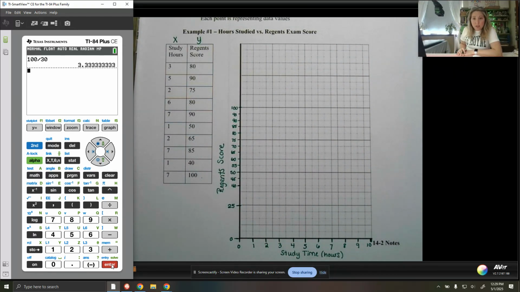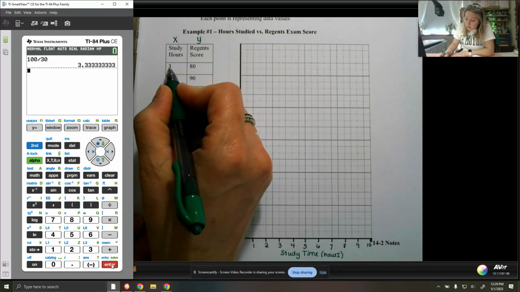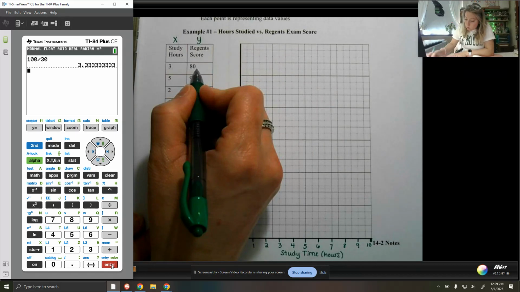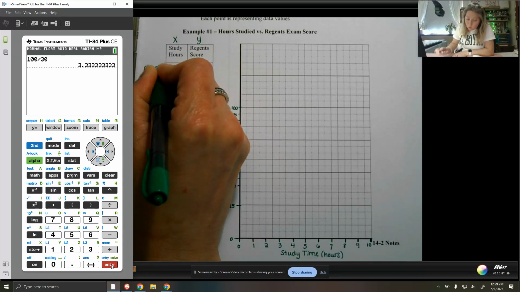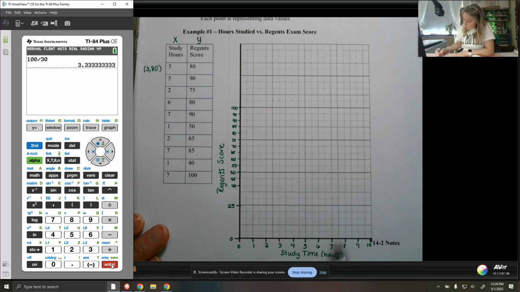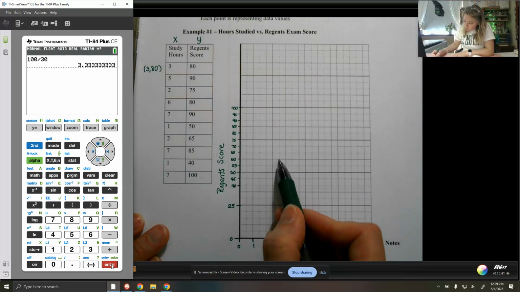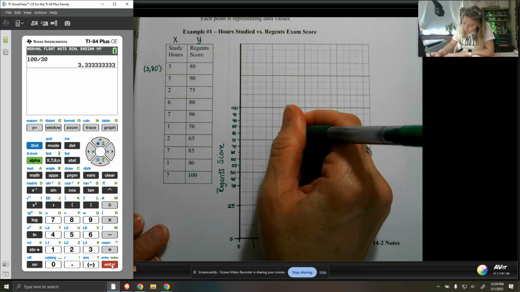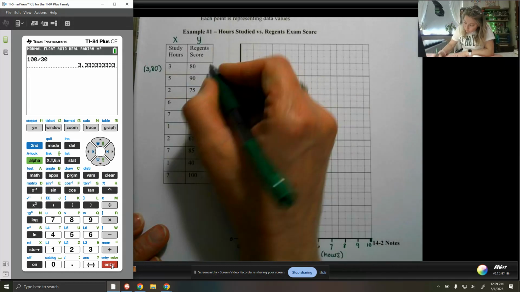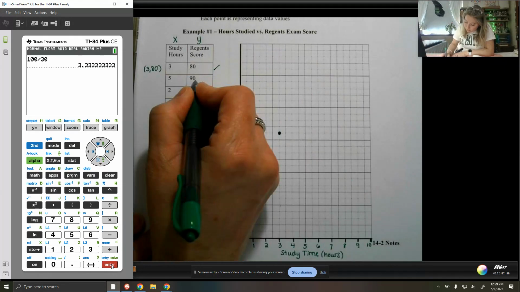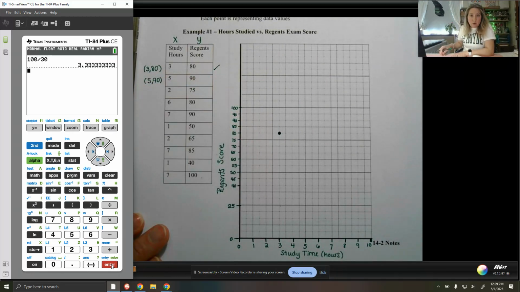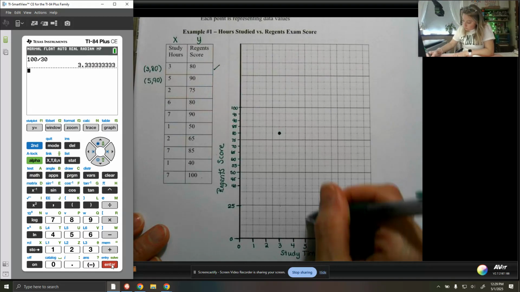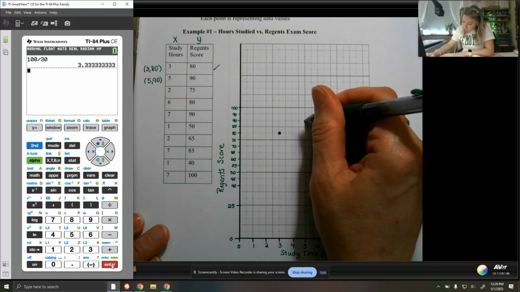Now what I'm going to do is actually plot my points as each of these. So the X, comma, Y creates the X, comma, Y coordinate point that I graph. So 3, 80, plot a point. 5, 90, okay, 5, comma, 90. So that's telling me 5 hours of studying, 90 on the Regents. 5, 90, plot a point.